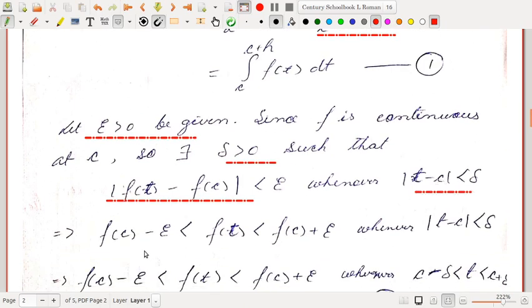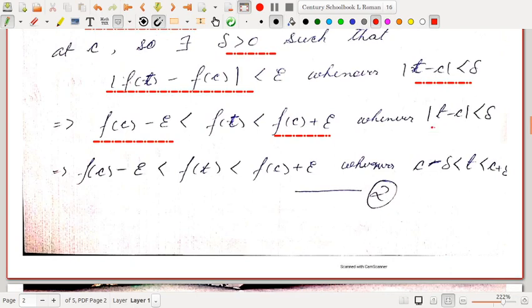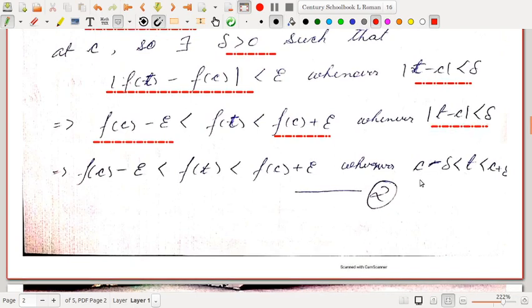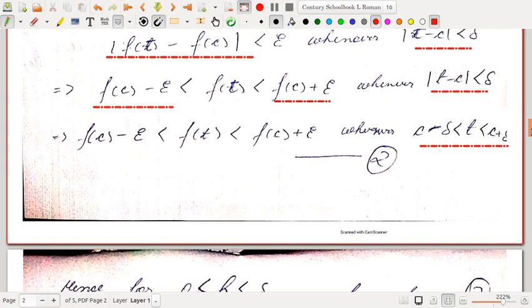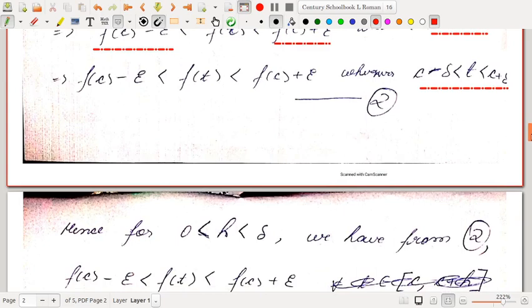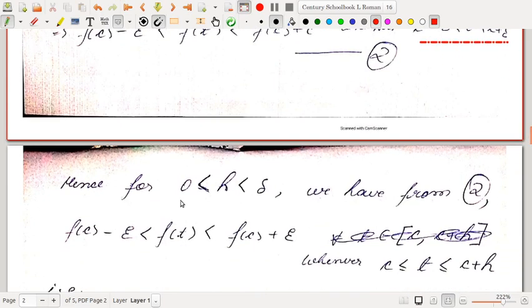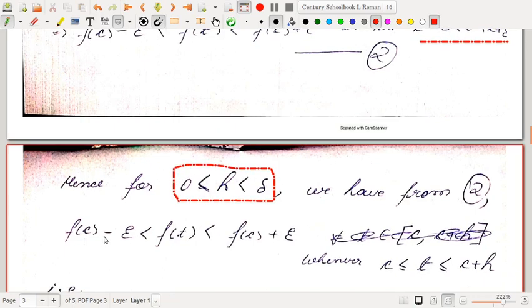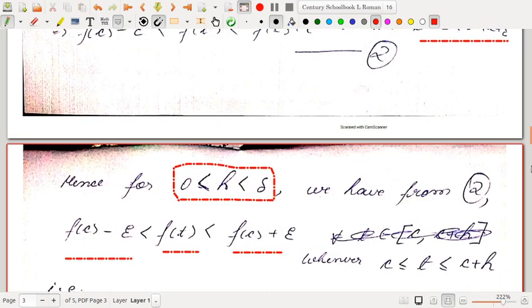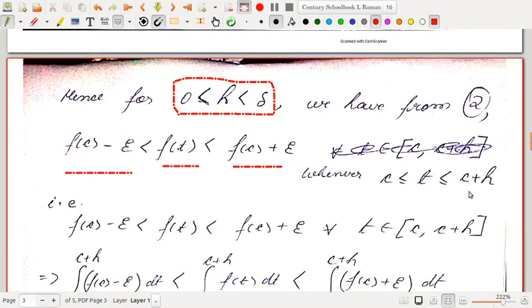Okay, so that means f(t) lies between f(c) minus epsilon and f(c) plus epsilon whenever mod of t minus c is less than delta. But mod of t minus c less than delta means what? t lies between c minus delta and c plus delta. So if we take h lying between 0 and delta, then what can we say? We can say that f(c) minus epsilon is less than f(t) less than f(c) plus epsilon whenever c is less than or equal to t less than or equal to c plus h.